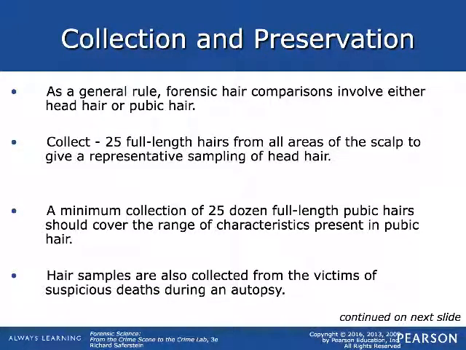Okay, so in general, forensic hair comparisons involve head hair or pubic hair. To collect hair as a reference, you need to have 25 full-length hairs from all areas of the scalp. And then this is where I have a mistake. A minimum collection of 25 full-length pubic hairs, I have dozen in here, but it's just 25 pubic hairs too. Hair samples are collected during an autopsy from victims of suspicious death. That's just a routine thing that they do.